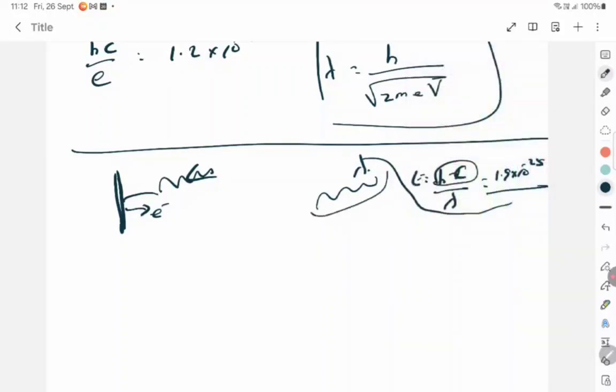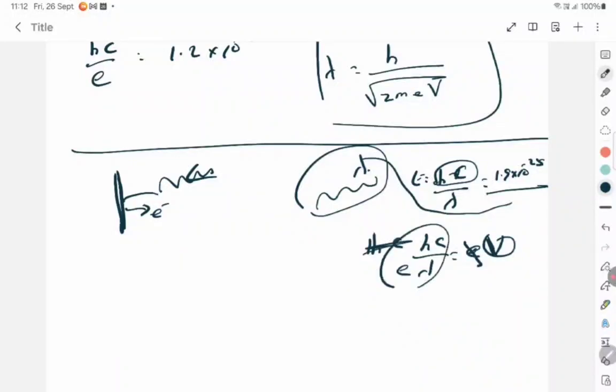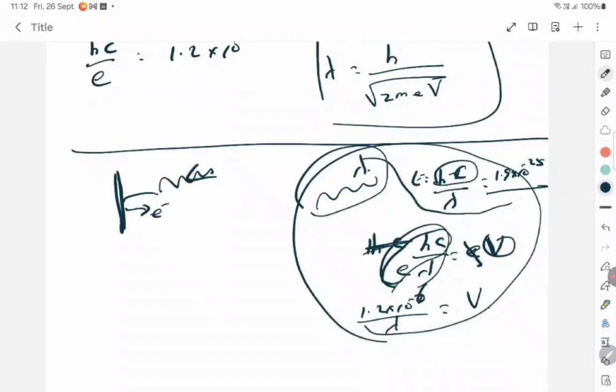And supposing they say that this is going to generate a voltage, then you can write h into c by lambda is equal to e into V. That's the voltage. You bring it down and you can find the voltage. And hc by e itself is a constant value, which is 1.2 into 10 to the power minus 6. The wavelength can be plugged in here to get the voltage. So if the question is only about the incident radiation, it's like this.